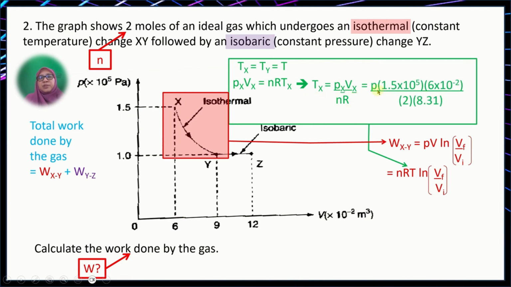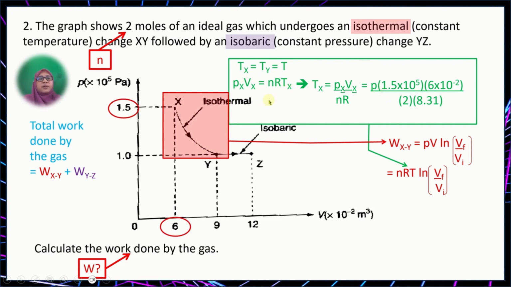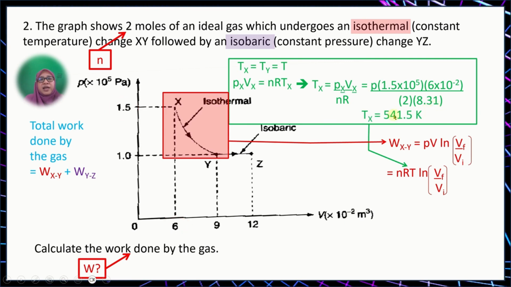So we substitute the pressure here, 1.5 times 10 to the power of 5. This P is a typing error, so we substitute PX. We substitute the VX, 6 times 10 to the power of negative 2, divided by 2, and then R 8.31. So the temperature at X is 541.5 Kelvin. The temperature at X equals the temperature at Y.